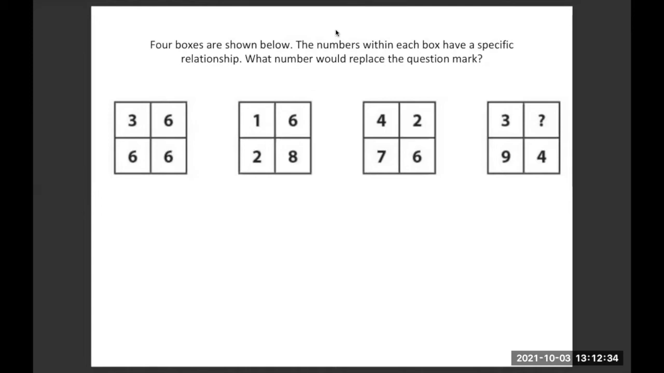Anybody else found any other pattern besides this? Okay. You have any doubts here? Anyone? No, ma'am. Okay.